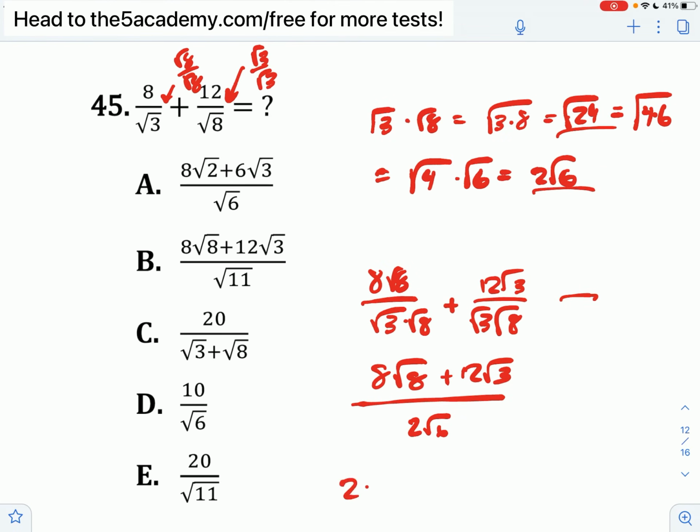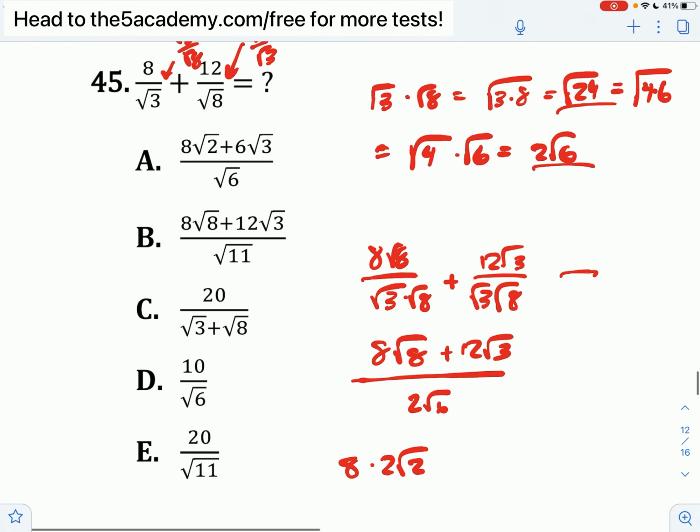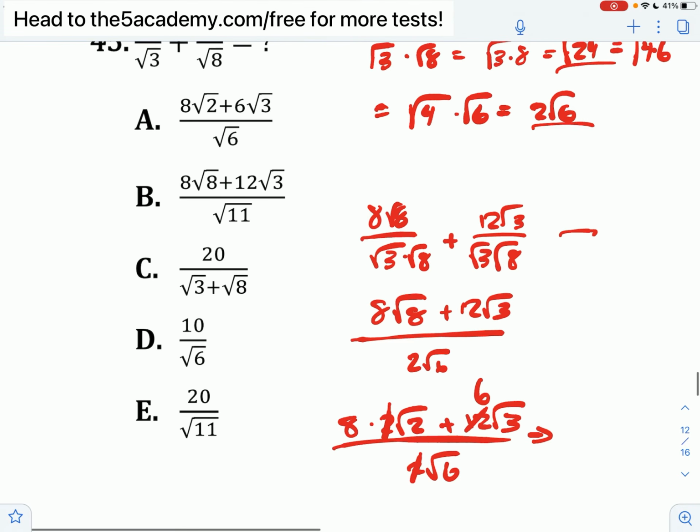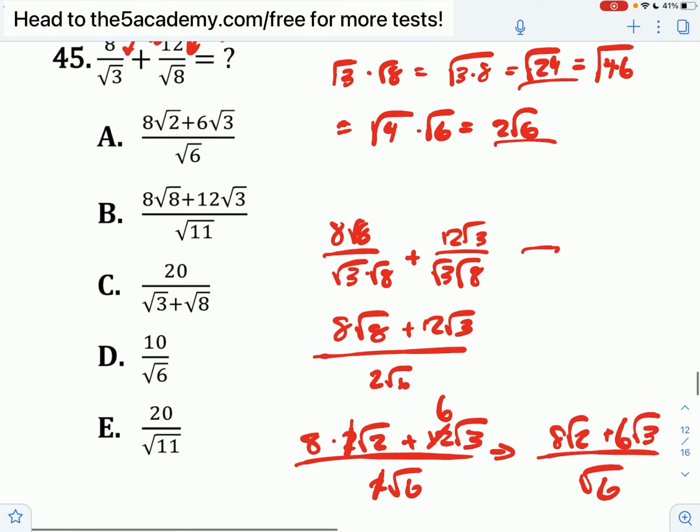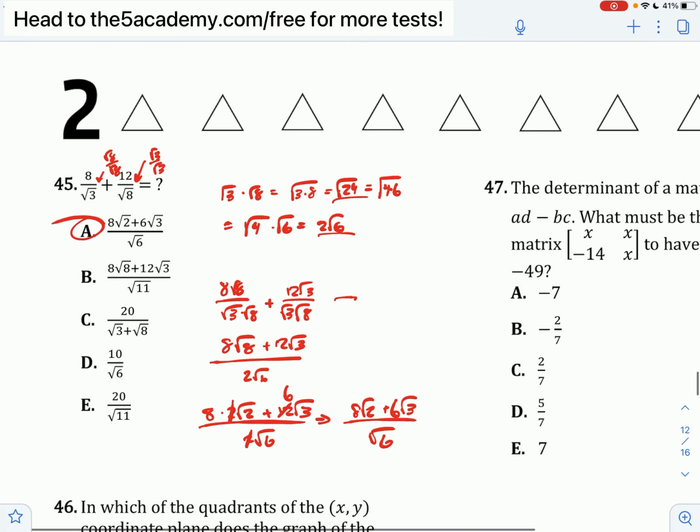So 8 times 2 square root of 2 plus 12 square root of 3 over 2 square root of 6. The 2's cancel, this turns into a 6. So I can get this all to be 8 square root of 2 plus 6 square root of 3 over square root of 6. That's your final answer. 45 is A.